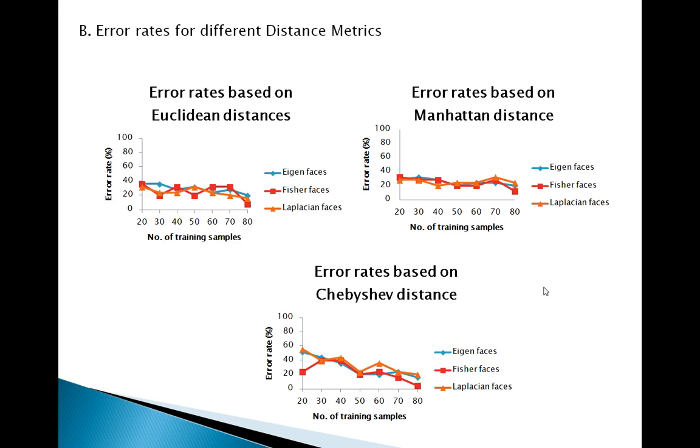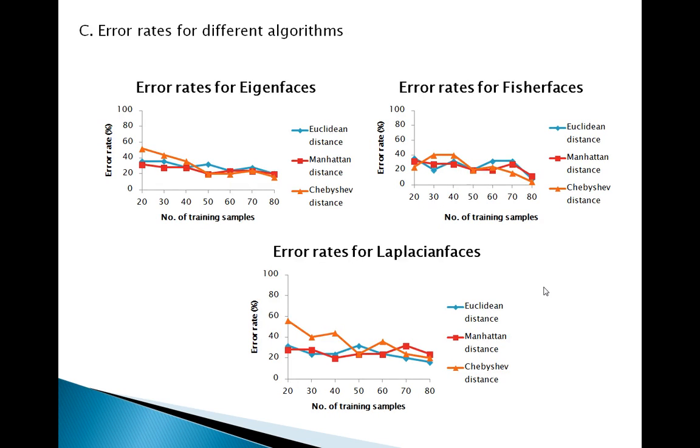Figure 1 shows the variation of the error rate for the three algorithms using the Euclidean distance metric. Figure 2 shows the variation of the error rate for the three algorithms using the Manhattan distance metric, while the third figure shows the variation of the error rate for the three algorithms using the Chebyshev distance. Figure 4 shows the error rates for the Eigenfaces algorithm using the three different distance metrics. The fifth figure shows the variation in the error rates for the Fisherfaces algorithm using the three different distance metrics, while the last figure shows the variation in the error rates for the Laplacianfaces algorithm using the three different distance metrics.